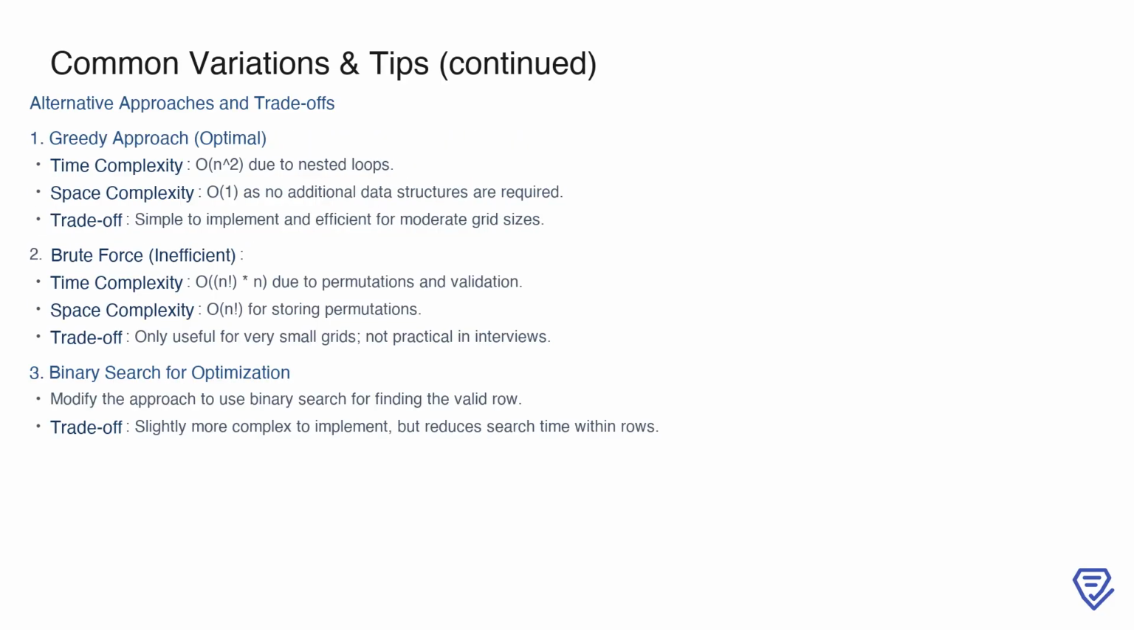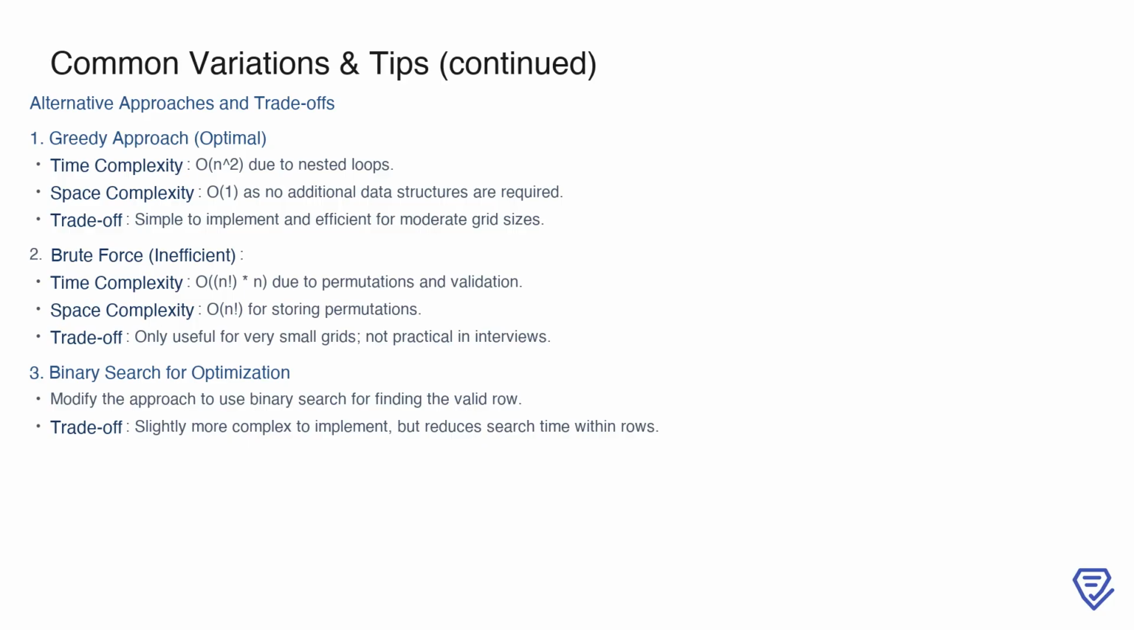When considering alternative approaches, the greedy method stands out as the optimal solution. It has a time complexity of O(n squared), due to the nested loops used to find and swap rows, and its space complexity is O(1), as no additional data structures are needed. This makes it both efficient and straightforward to implement for moderate grid sizes.